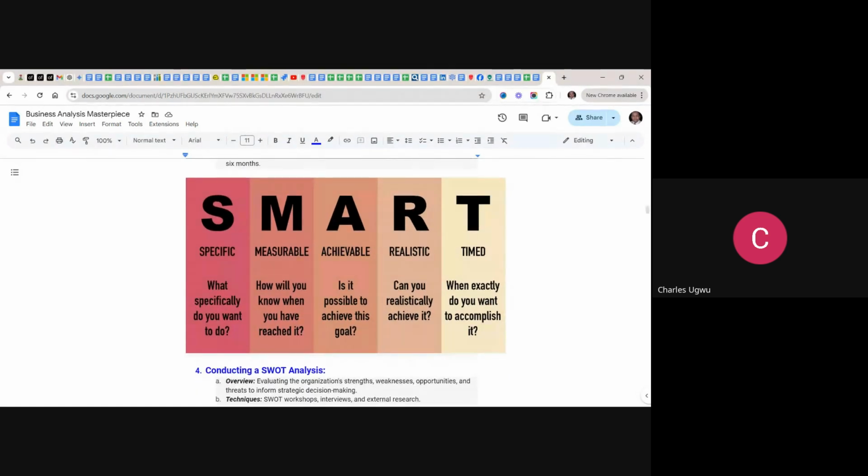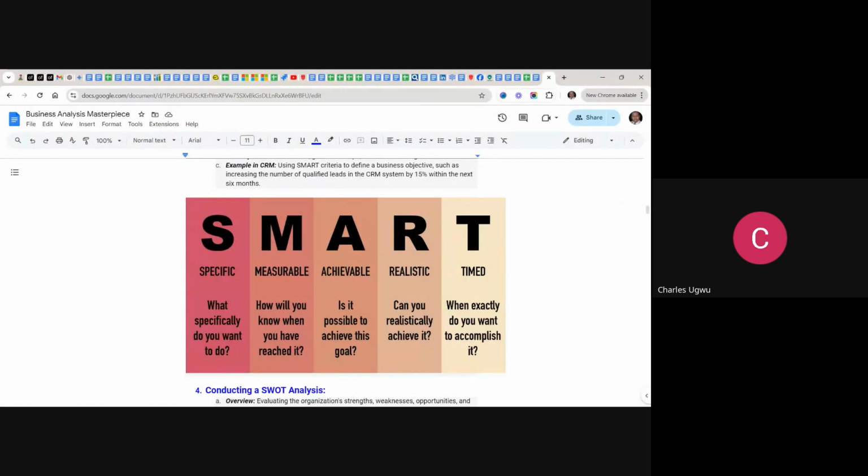Do you have any question understanding this SMART? Anybody got any question with this SMART? You raise your hand if you are okay. If you have any struggle trying to understand how this SMART can be applied, you let us know.